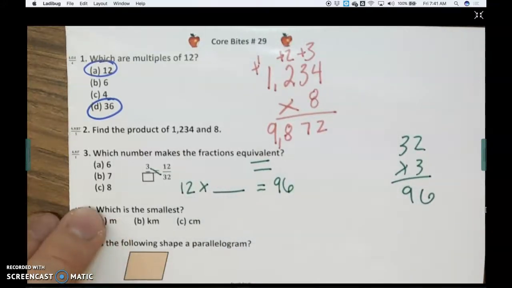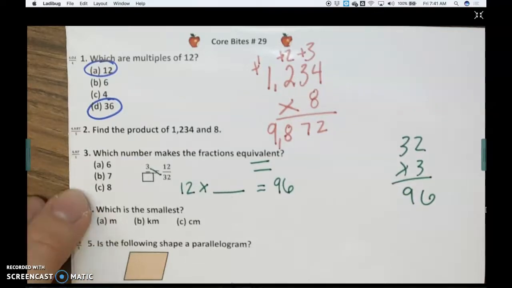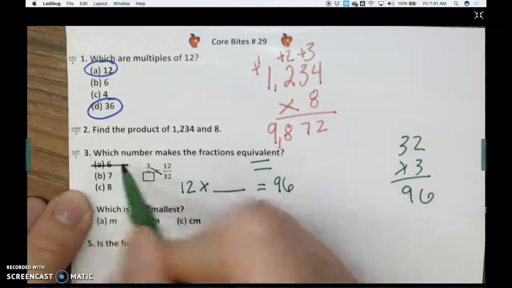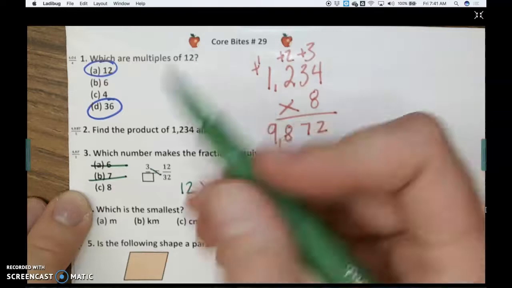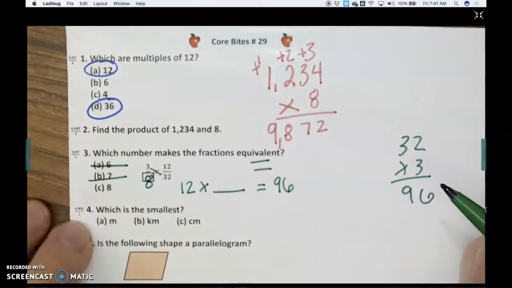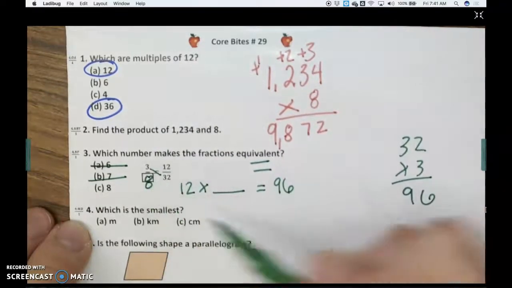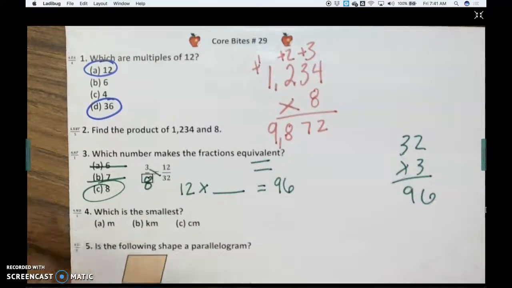So for this, you can do process of elimination. So if you say 12 times 6, you're going to get 72. That is not 96, so that's not going to work. Then if you do 12 times 7, you're going to get 84. That's not the number you need. So let's try our last one. So if we have 12 times 8, that gives us 96. So our missing number is 8. We're looking for 96 on both sides, so your answer is C.